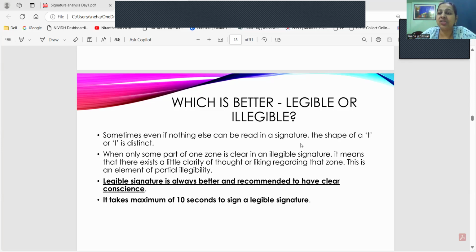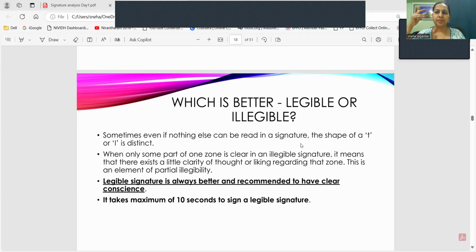Now, a legible signature is always better and recommended to have a clear conscience. It takes a maximum of 10 seconds to do a legible signature. Now, I'll tell you how this actually works, okay? Whenever we are going to put up our signature, be it anywhere in the world, be it your legal document or signing on the courier or signing on a muster on a daily basis, anywhere, whenever you are going to sign, automatically our brain becomes conscious.